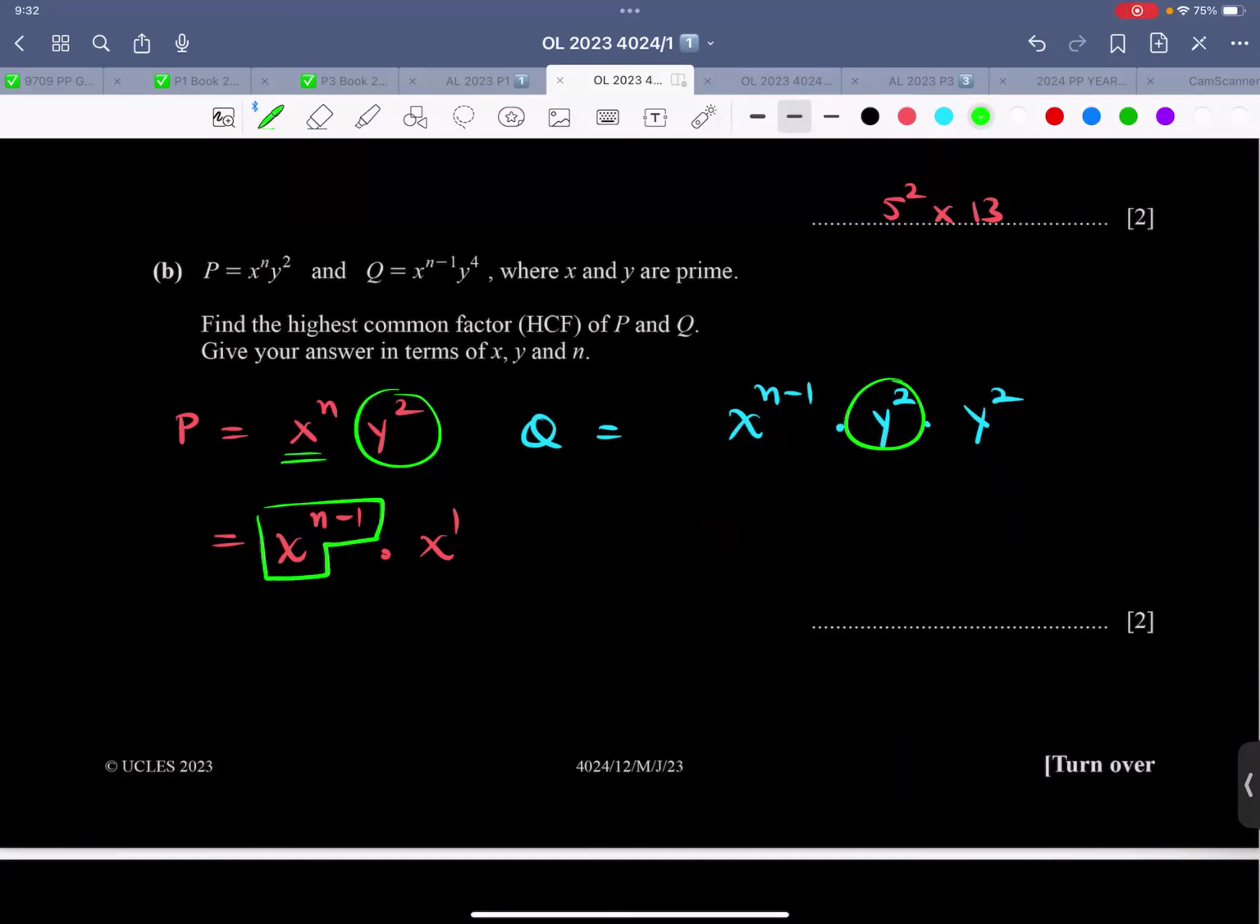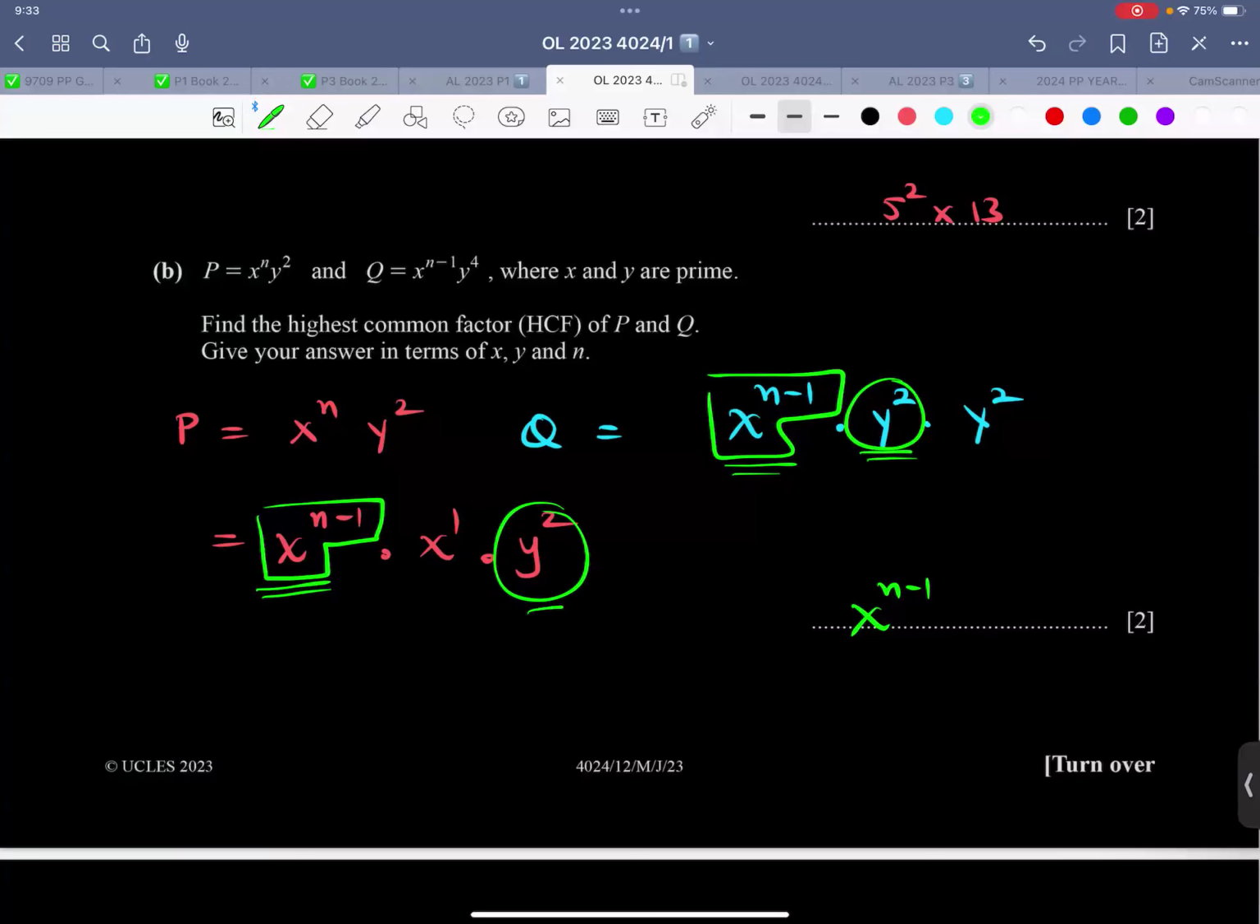So x to the power n minus 1, x to the power n minus 1, that is common. And this x remains as it is, y squared remains as it is, doesn't make a difference. What is common? Over here, we have x power n minus 1, x power n minus 1. This is the smallest of the two. That's the rule for highest common factor. So x power n minus 1 is there. And then we have y squared and y squared. That's common, the lowest among the two. So the factor is x to the power n minus 1 and y squared.